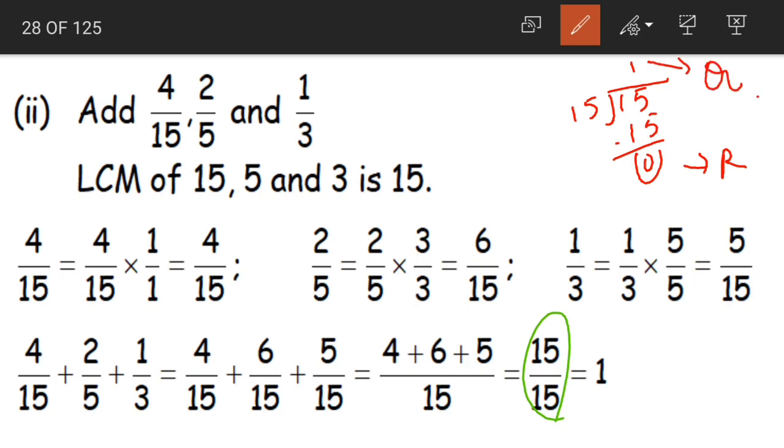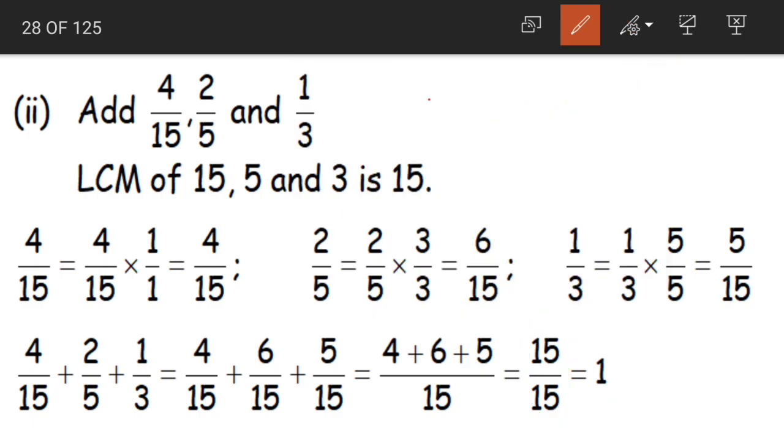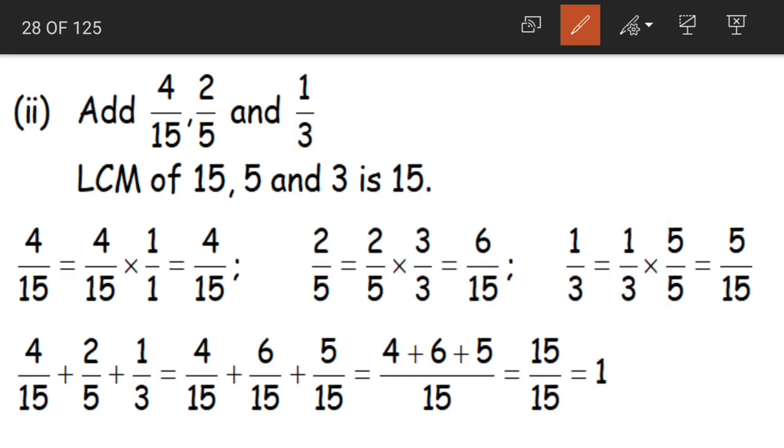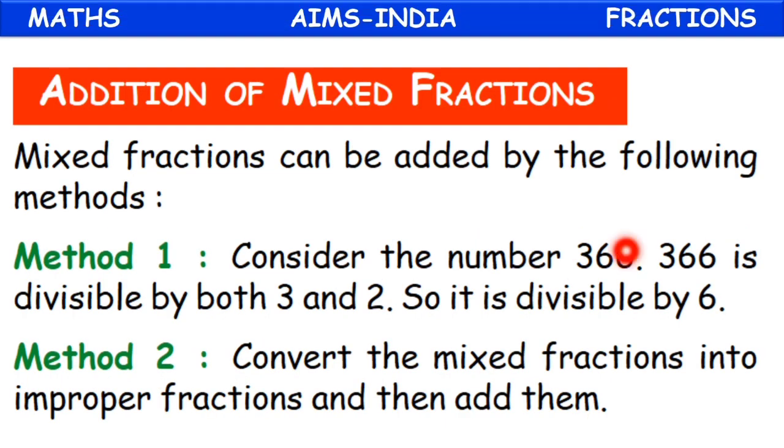The quotient is 1. So 15 divided by 15 is nothing but 1, children. So what will be our final conclusion? 4 by 15 plus 2 by 5 plus 1 by 3. The fractions given in the question, when we add them, our final answer is 1. Understood how to add both like fractions and also unlike fractions.